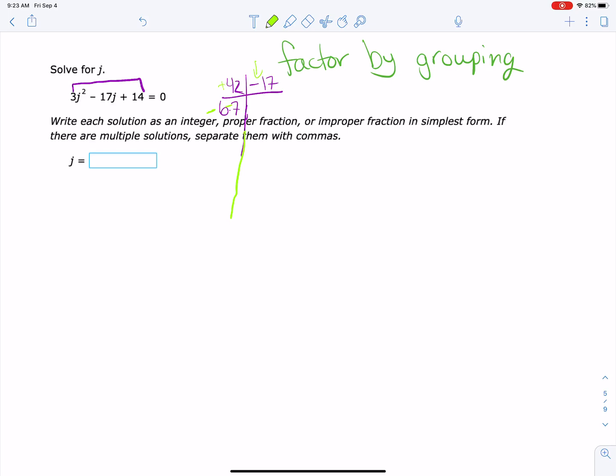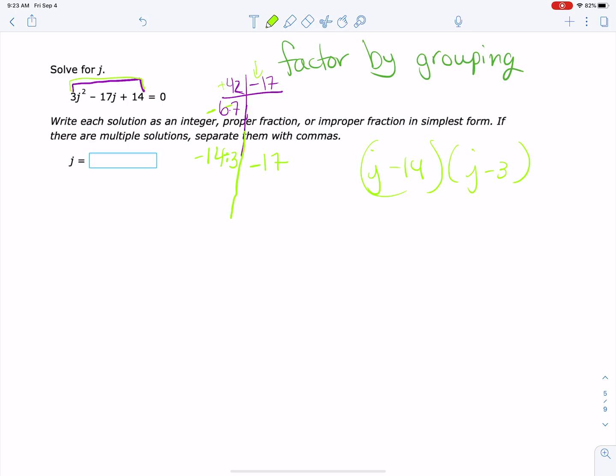Oh, well, 14 and 3. And the only reason I know that is because that's what we multiplied in the beginning. And 14 plus 3 is 17. Oh, so let's make them both negative, and that would make this a negative 17. So, okay, it's not as simple as just saying j minus 14 and j minus 3.